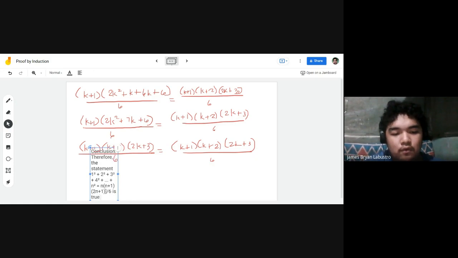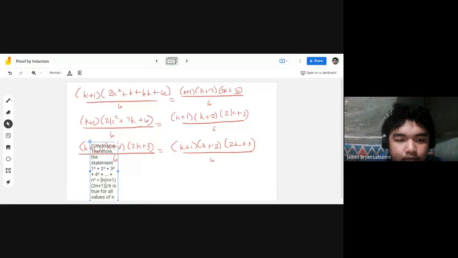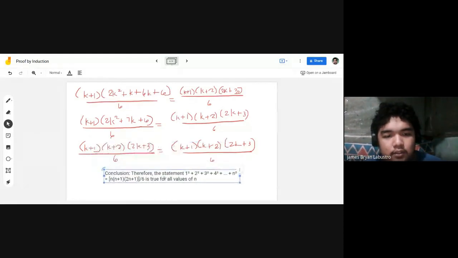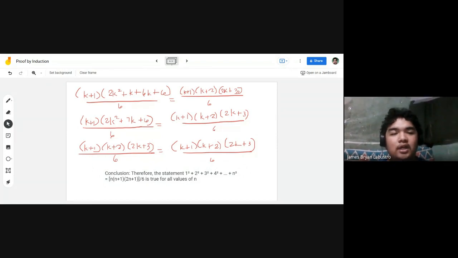is true for all values of n. So this is it, and we're done. That would be our conclusion. Therefore, we are done on mathematical induction, and I will see you next time. That's all.